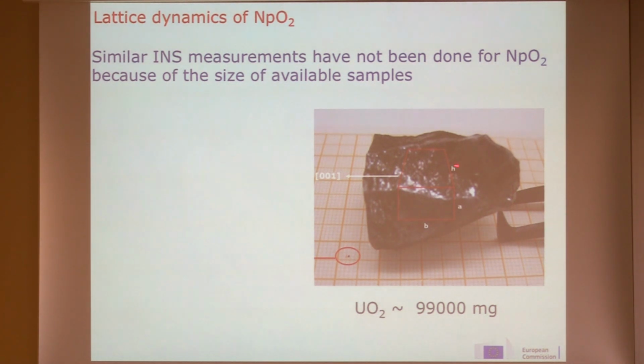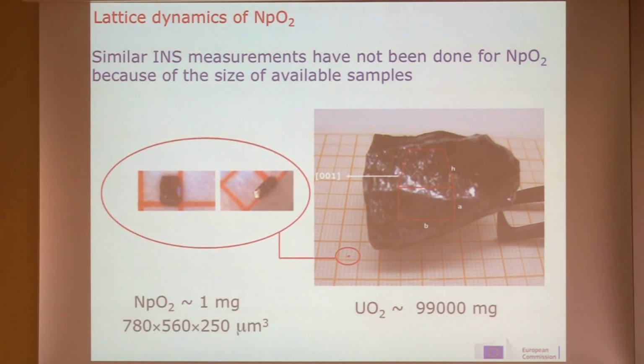Actually, this is a photo of the crystal where we did most of our experiments. It's a nice single crystal of uranium dioxide. The mass is about 100 grams. This guy here, this is the largest sample of neptunium dioxide which is available. The mass is about 1 milligram, far too small to perform inelastic neutron scattering.